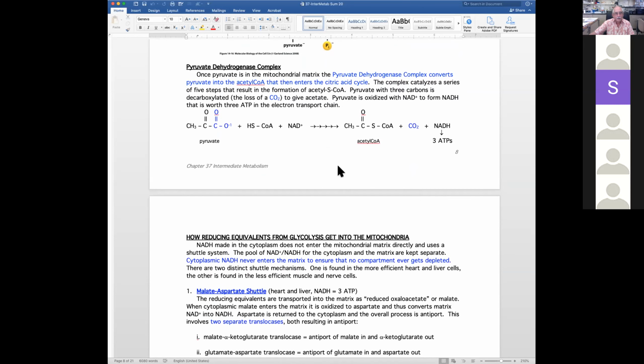So here's what the pyruvate dehydrogenase complex does. It puts acetyl coenzyme A on it over here after it decarboxylates this right here. At the same time, you're making an NADH, which is worth 3 ATPs. This is in the mitochondrial matrix, so you instantly make 3 ATPs.